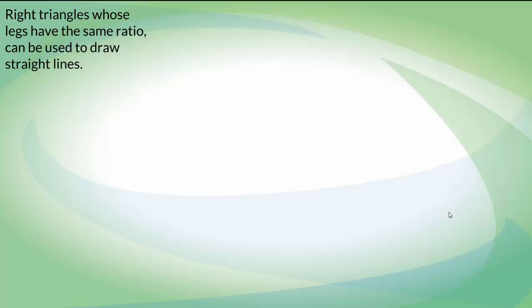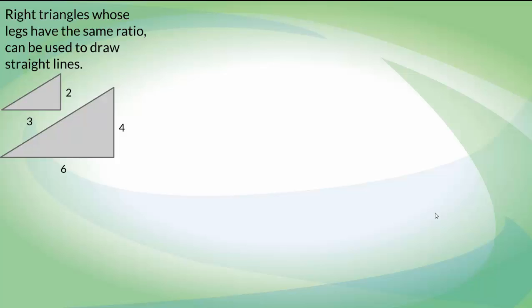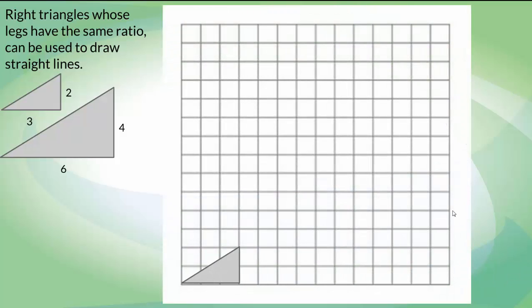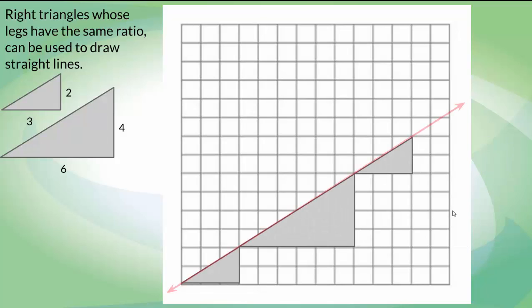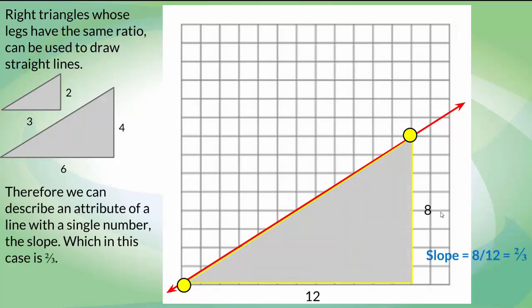Right triangles whose legs have the same ratio can be used to draw straight lines. Here we're going to use our 2-3 triangle and our 4-6 triangle. We're going to use these two triangles to draw a straight line. We can line the triangles up this manner, and we'll see that their slant side, sometimes called the hypotenuse, lines up and forms a straight line. We can give this line a single number attribute, which we call the slope. In this case, the slope is 8 over 12, or 2/3, the same as the ratio of the legs.